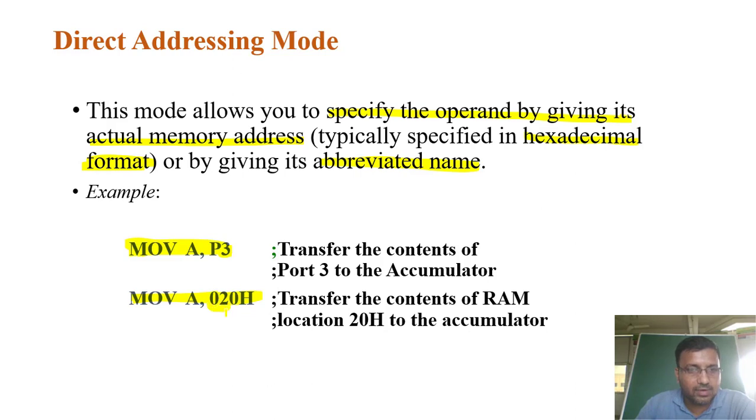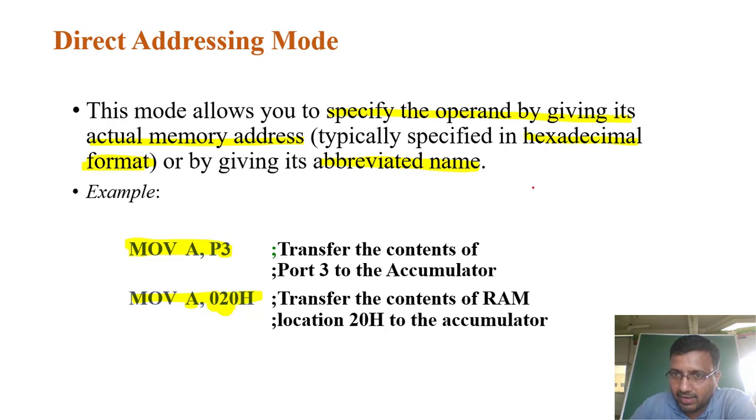So 20H data will be transferred to the accumulator. Okay. So there is a huge difference between MOV A, #20H and MOV A, 20H. If you consider the hash there, then this is the immediate addressing mode.